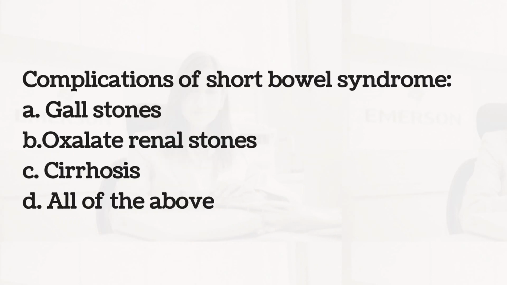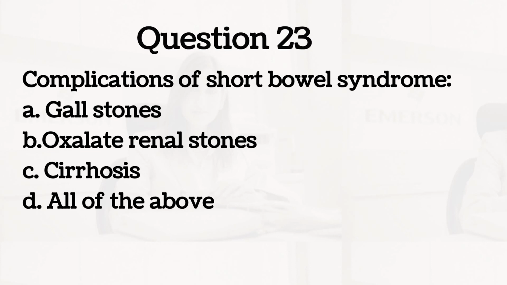Then let's go to another question, question 23. Complications of short bowel syndrome. We have A. Gallstones, B. Oxalate renal stones, C. Cirrhosis, then D. All of the above. So what are some of the complications of short bowel syndrome? The answer for this question is all of the above, because all these are complications of short bowel syndrome.